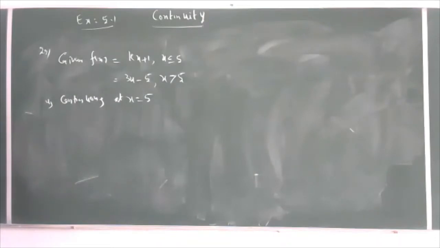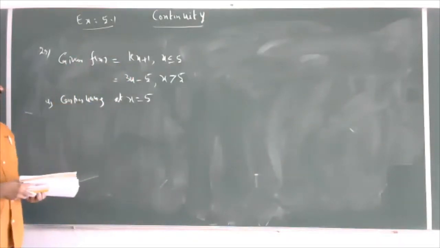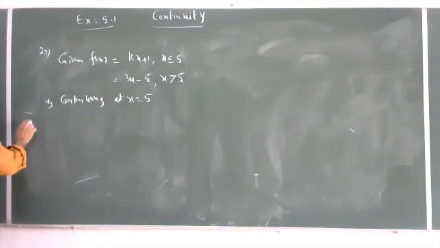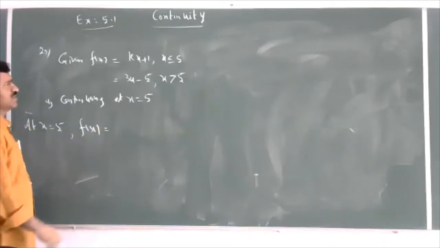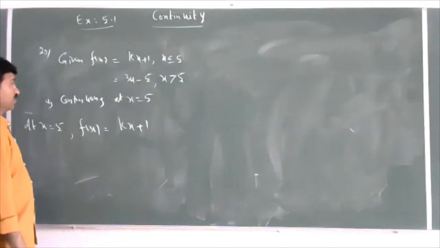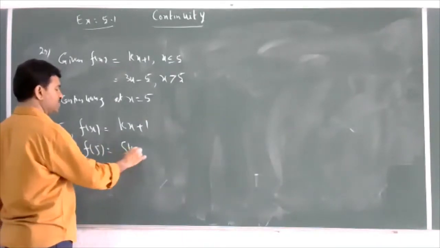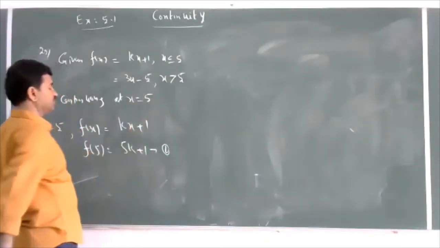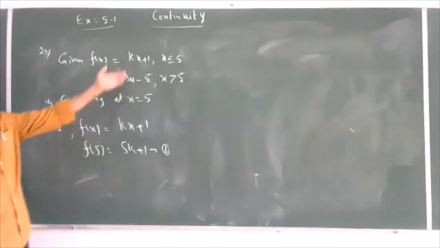Is continuous at x is equal to 5. Find this k value. At x is equal to 5, find the function value. At x is equal to 5, f of x is equal to kx plus 1. F of 5 is equal to 5k plus 1. This is the function value. The left limit is also the same.